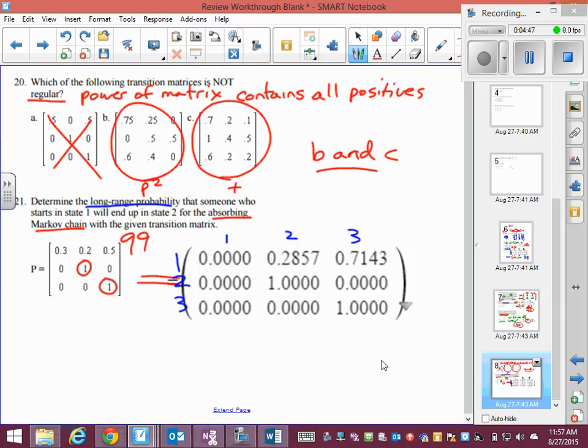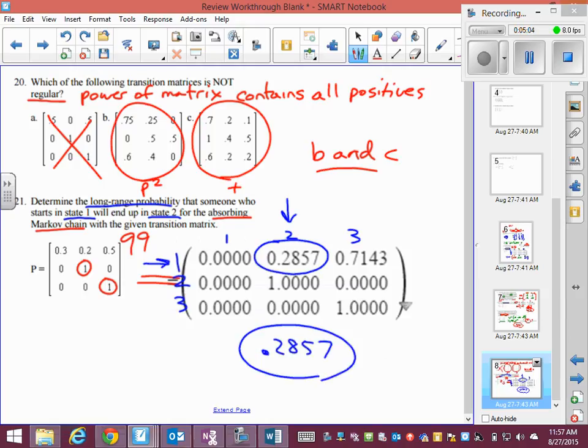Basically, determine the long-range probability that someone who starts in state 1 will end up in state 2. Well, I'm going from state 1 and ending up in state 2, so the answer to that question is just the 0.28. You can convert that fraction if you like.